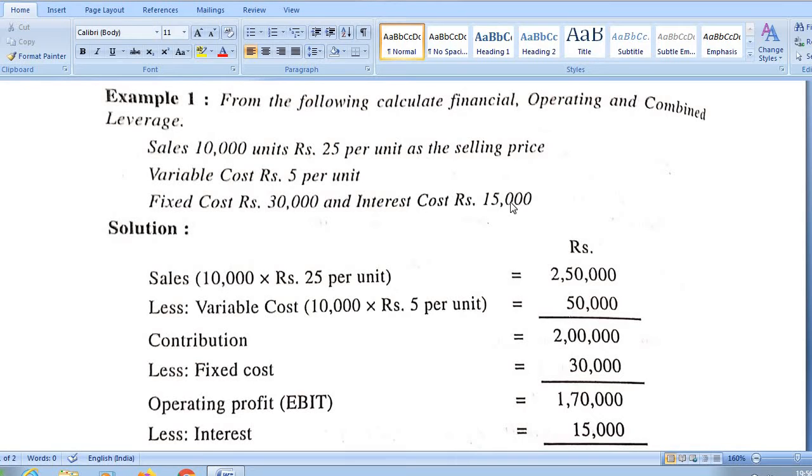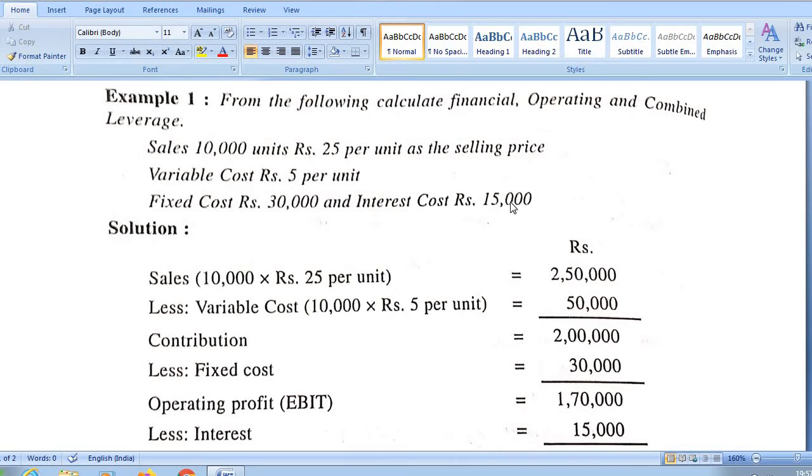Contribution means the direct expenditure incurred for selling a product. Minus fixed cost, which doesn't have any relationship with the sales. Whether the sales take place or not, whether the production takes place or not, fixed cost will remain constant. That has to be deducted out of contribution. So you will arrive at EBIT, which is also called operating profit, earning before interest and tax.